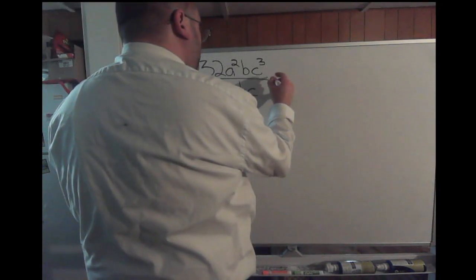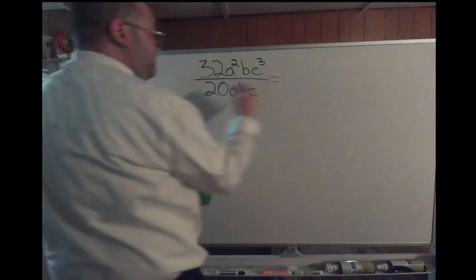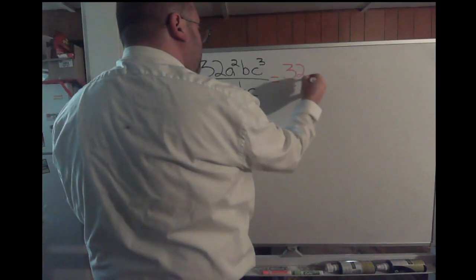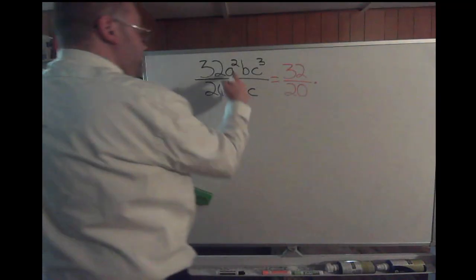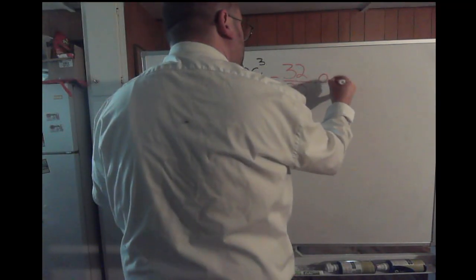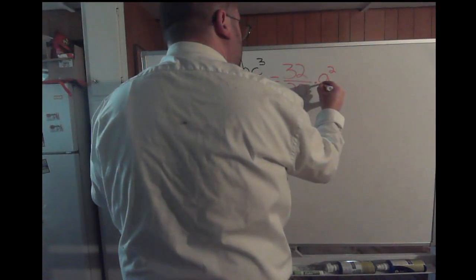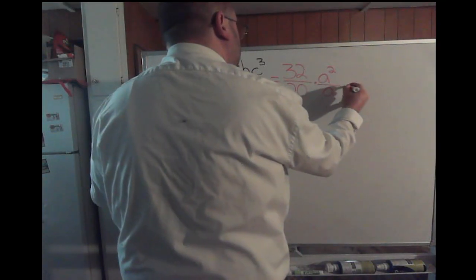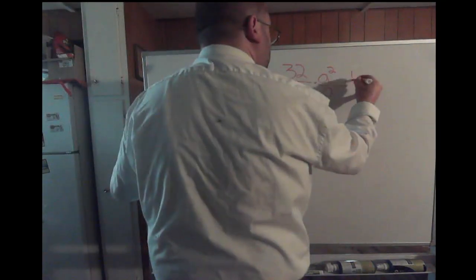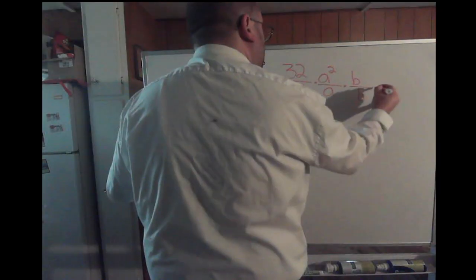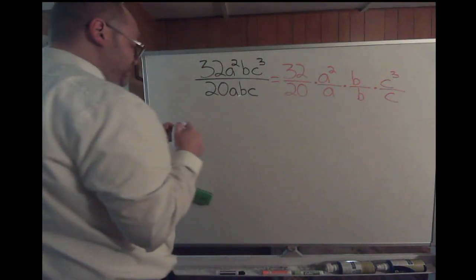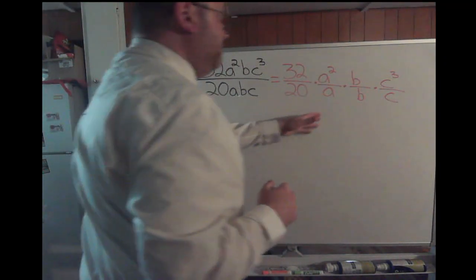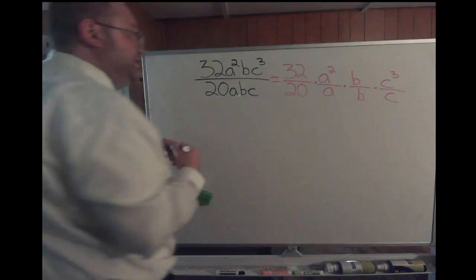Well, there's going to be 4 parts of this because you got your 32 over 20, so take that. Take your 32 over 20 times your a squared over a times your b over b times your c cubed over c. Alright, so we've split this up into 4 separate terms in a multiplication problem, making your life a lot easier.